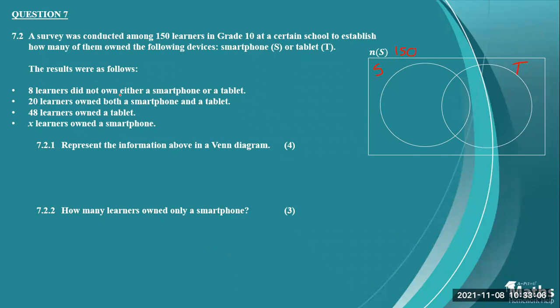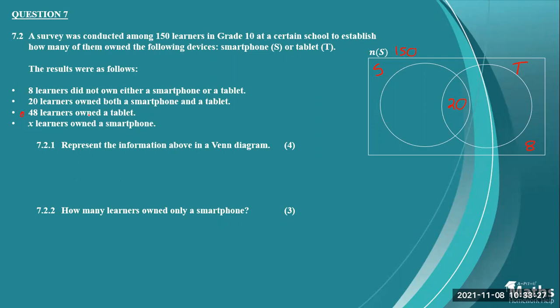8 learners did not own either a smartphone or a tablet. I'm safe to put it there. They didn't own any of them. 20 learners owned both a smartphone and a tablet, so I'm safe to put it there.